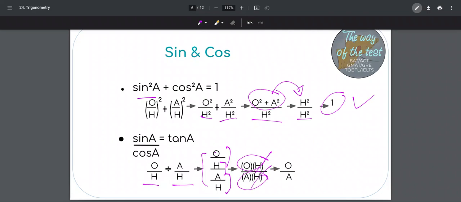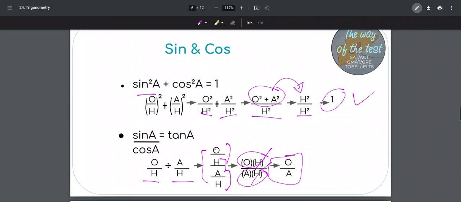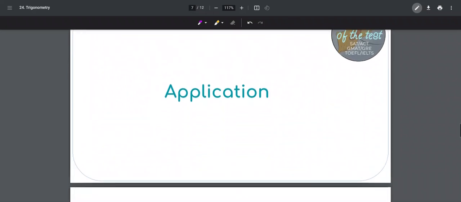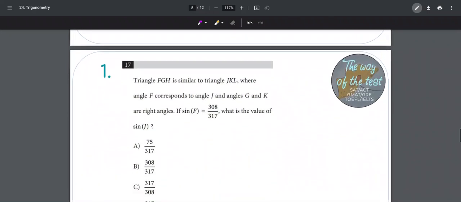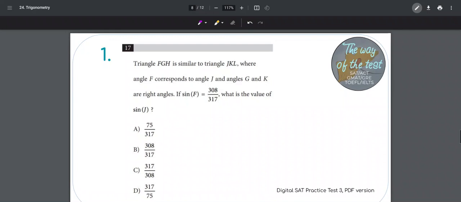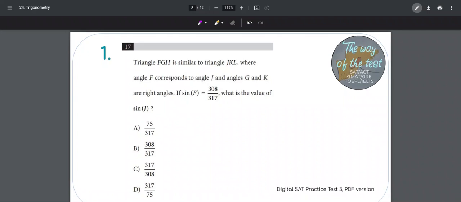I simplify the H's, I end up having O over A, which is tangent. Pause the video, copy everything you have here, and we're going to continue. Okay, we're going to do 2 questions from the digital SAT. I want you to pause the video right now, solve this question, write down the answer, and we're going to check.